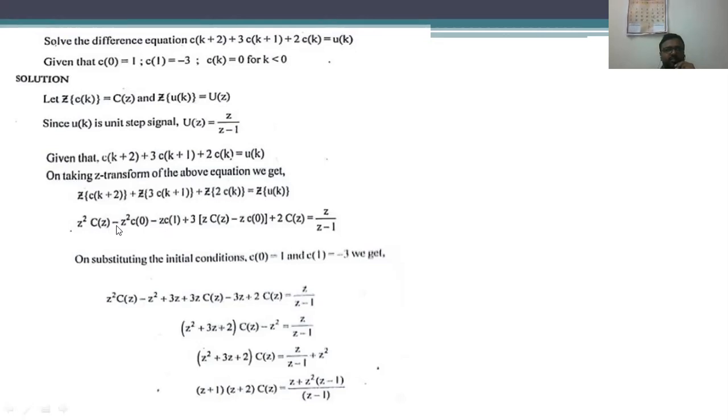Z square into C of Z minus Z square into C of 0 minus Z into C of 1 plus 3 into C of k plus 2. What is the Z transform of C of k plus 1, with the inclusion of initial conditions? Z into C of Z minus C of 0. And the Z transformation of C of k is nothing but C of Z. And the Z transformation of the step function U of k is nothing but Z divided by Z minus 1.